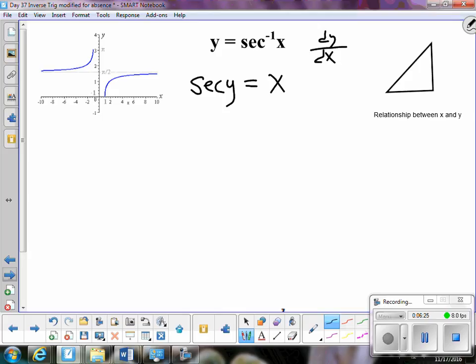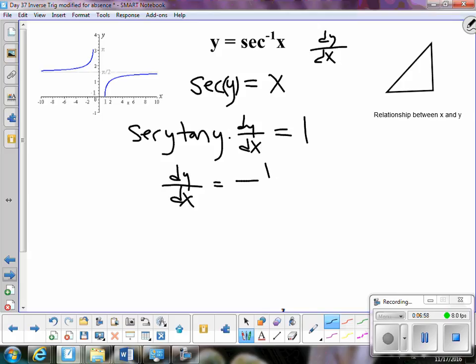So now we can find dy dx with that implicit differentiation. So the derivative of secant y is secant y tan y, we're not done, right, times, think chain rule, dy dx. And the derivative of x is just 1. So to get dy dx by itself, we'll divide each side by secant y tan y. So dy dx equals 1 over secant y tan y.